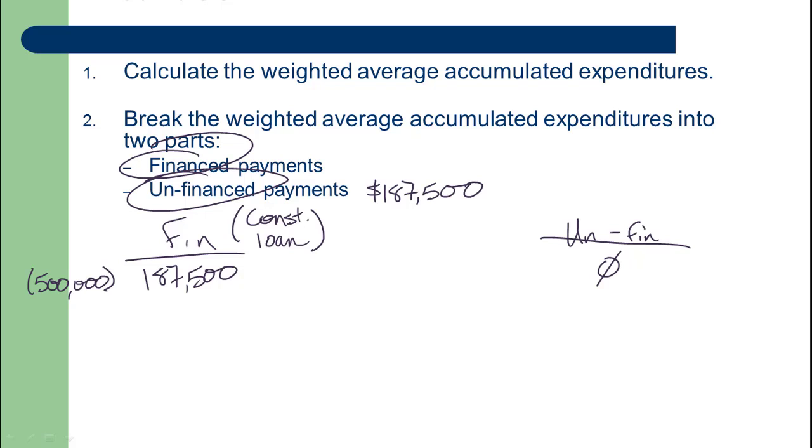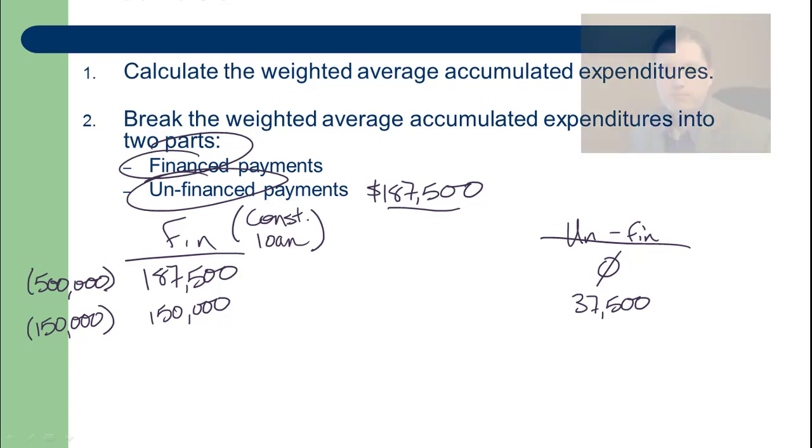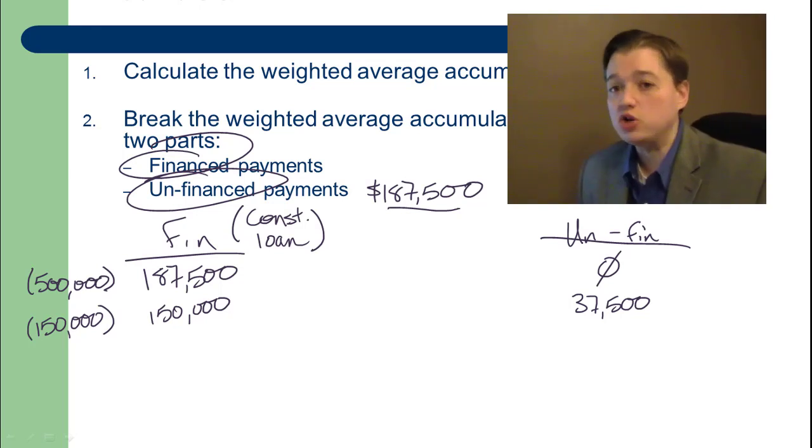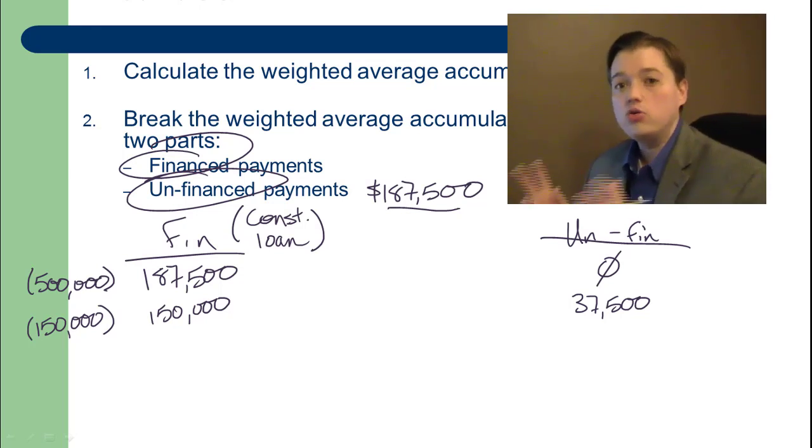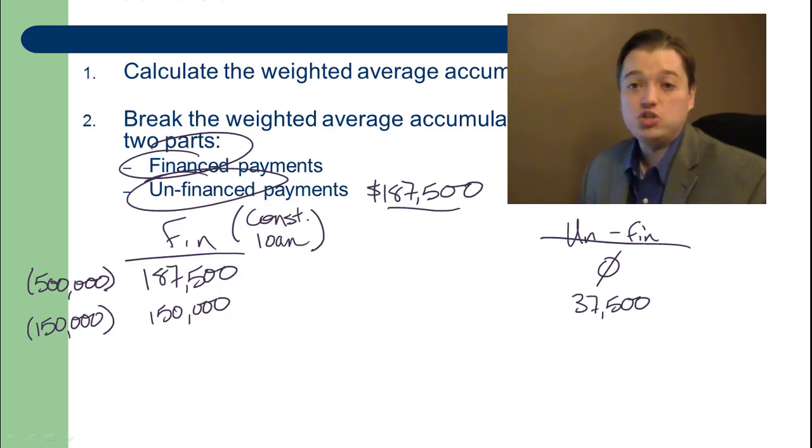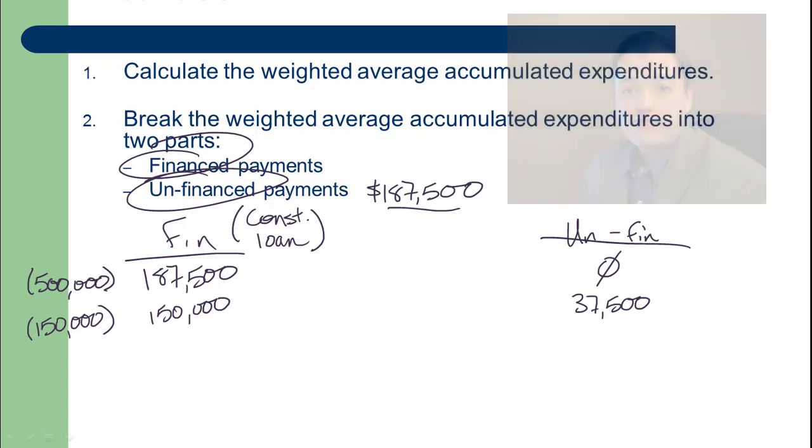Now let's just take a look at a couple of other examples here. Let's say instead you had a $150,000 loan. That's what I took out on January 1st. Well, now if I had $187,500, I could pay off the $150,000 and I would still have $37,500 that I could use to pay off other debt that was out there. And that's what we're talking about in this step 2, is we're breaking it down. I would have paid off my construction loan first. Anything left over would go to unfinanced or the non-construction loan, and I would have paid that stuff off.